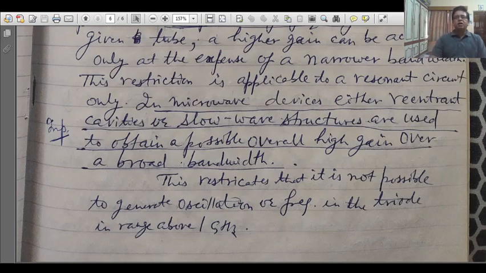In the next lecture we start the first topic of your syllabus, the klystron. What is a klystron and what is its operation?